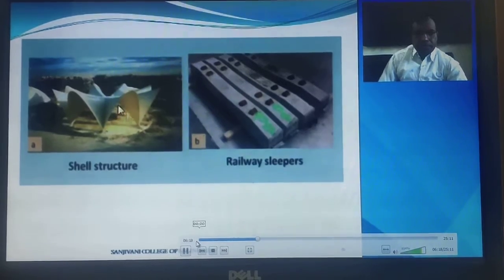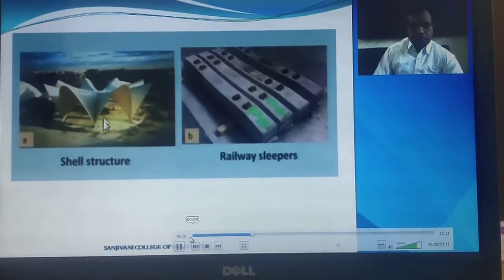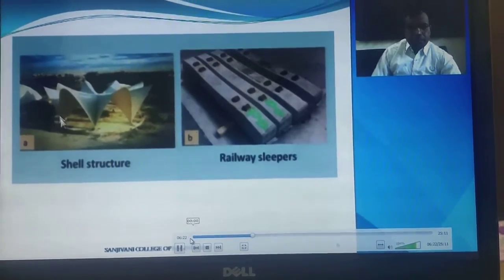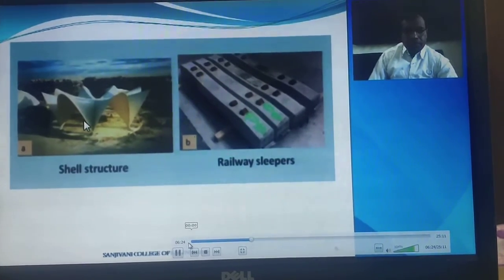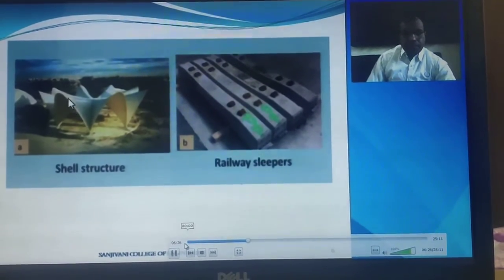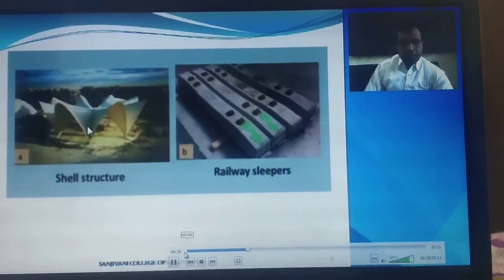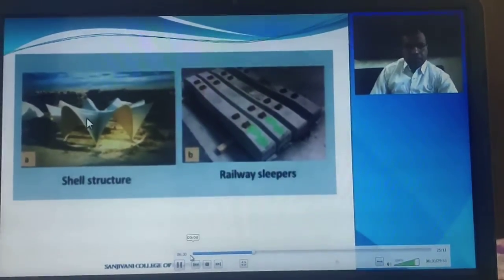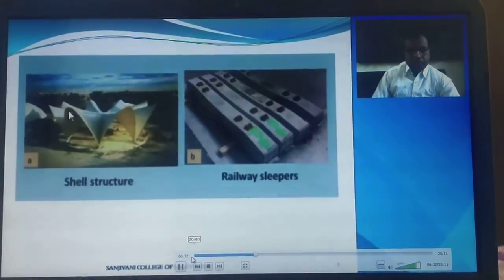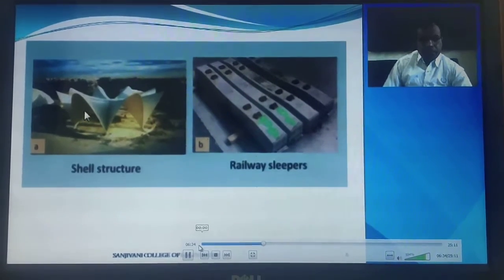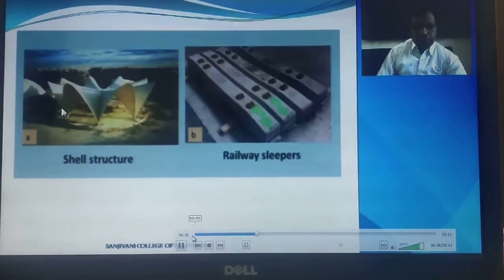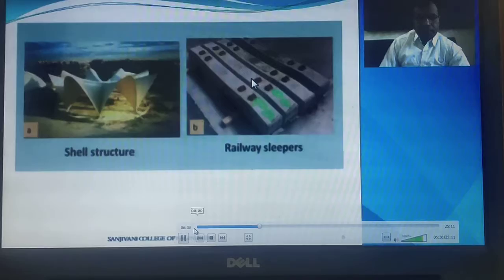Now look at this special type of structure. This is a shell structure, where the thickness of the concrete member is very small and the reinforcement placed in this concrete is very dense, so special care must be taken while designing this type of structure. Another example is the railway sleepers.